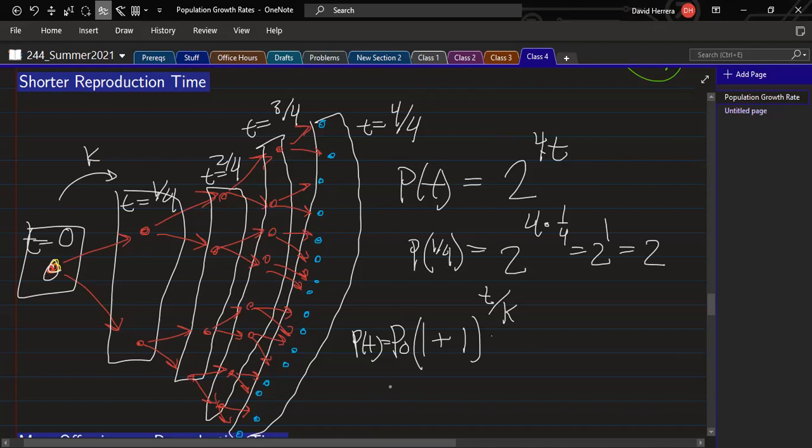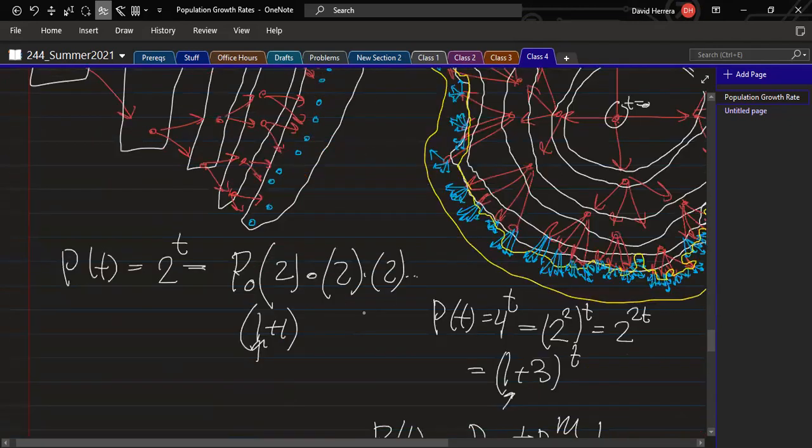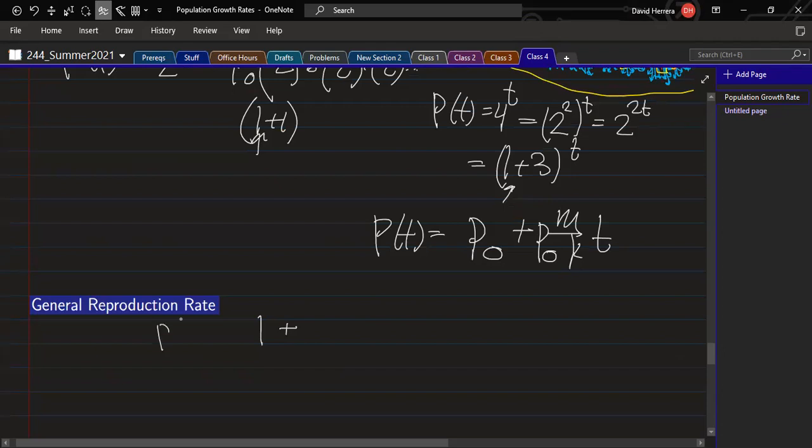So in general, what would you have? You would have p of t is p naught, and then there's the one it starts off with, and how much is produced. So you produce m of them. And then you have to multiply by how many times you've produced. You take t, and you divide by how long it takes, k.